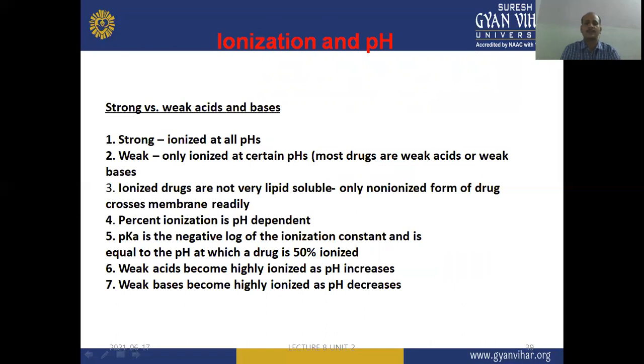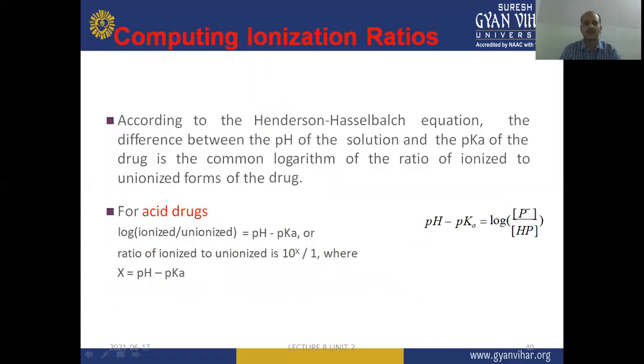The ionization constant pK is the negative logarithm of the ionization constant and is equal to the pH at which a drug is 50% ionized. Weak acids become highly ionized as we increase the pH, and weak bases become highly ionized as we decrease the pH. So these are the different relationships between pH and ionization, which can ultimately affect the solubility of a particular compound. These ionization ratios we can compute with the help of the Henderson-Hasselbalch equation, as we discussed in detail.